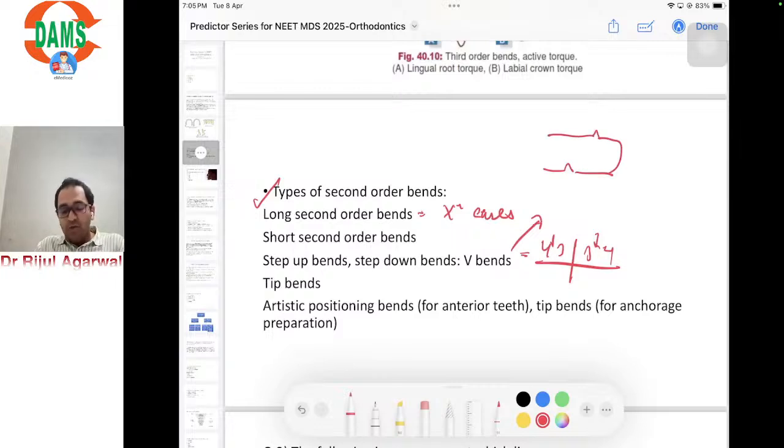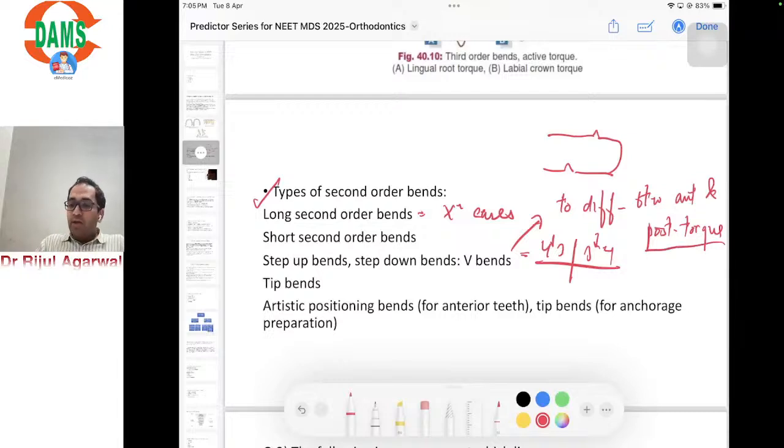The use of this V bend is to differentiate between anterior and posterior torque, the torque between the anterior teeth and the posterior teeth. They are given between the canine and the premolar region. If there is a first premolar present or second, they are given in between that. Next come the tip bends.